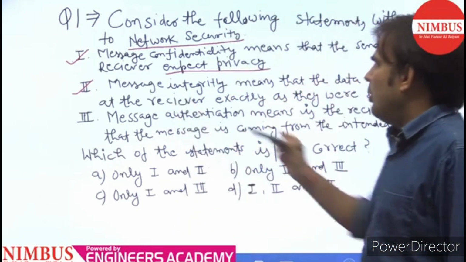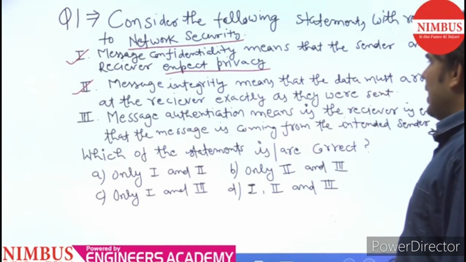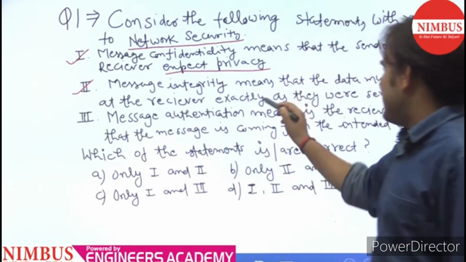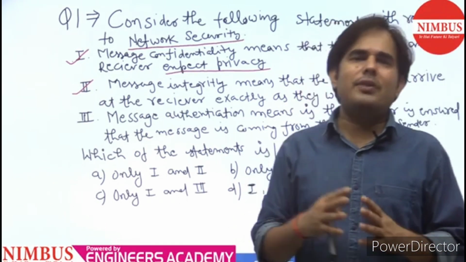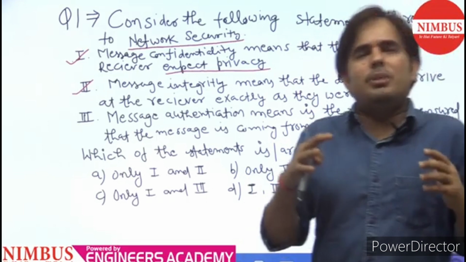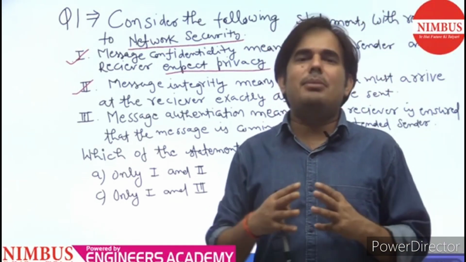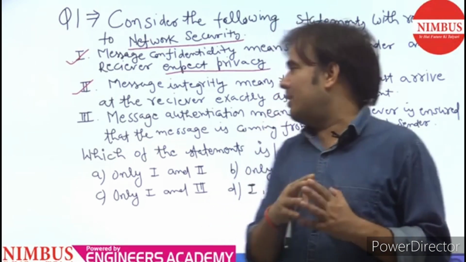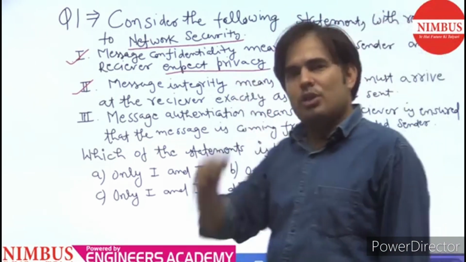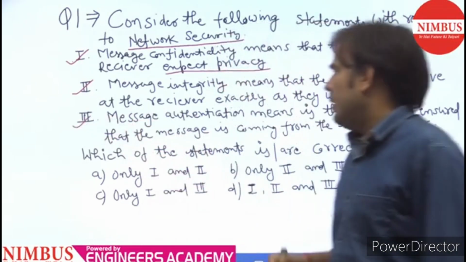Read the statement now. Message integrity means that the data must arrive at the receiver exactly as they were sent. Yes, as I told you, whatever the sender is sending, the receiver needs to receive that message. There is no change to the message during the transmission. That is message integrity. Yes, this statement is also right related to network security. Come to the third statement.